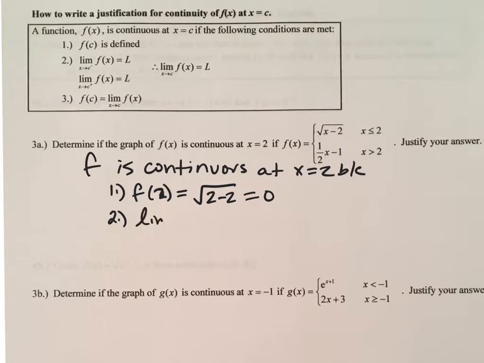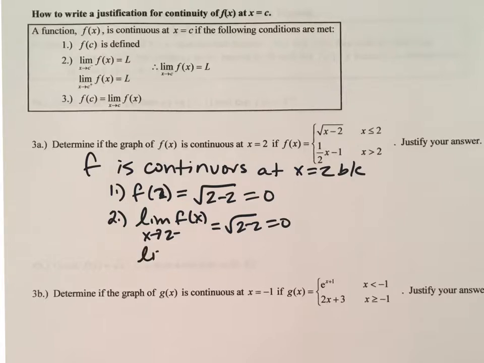And then number 2, let's talk about the left-hand and the right-hand limit. So we're going to say that the limit of f of x as x approaches 2 from the left is equal to, well, when we're approaching 2 from the left, again, we're going to use this part of the function, because as we're approaching 2 from the left, we're talking about x's that are less than 2. So we'll evaluate that as the square root of 2 minus 2, which equals 0 again.